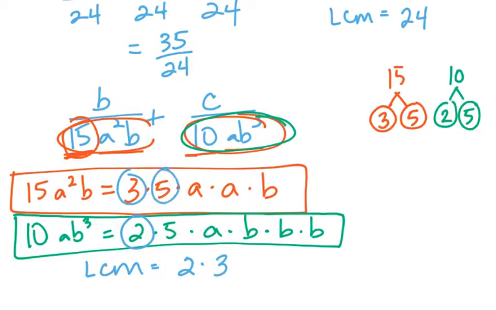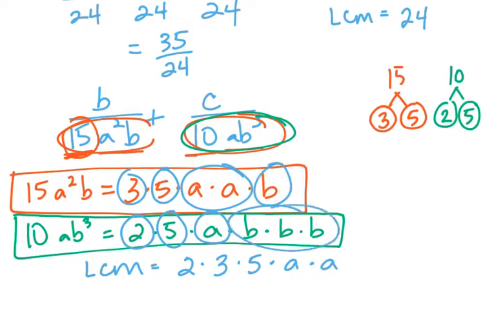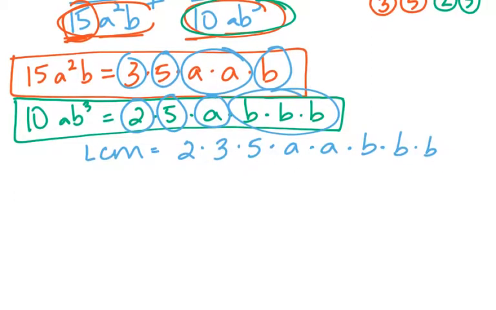And these both have a 5, and the 5 is only used once in each one. So I only need to include it once here. Then for my A's, there's an A here and 2 up here. So since it's used the most times in the top one, I'm going to make sure to include 2 A's. And then for my B's, I have 1 and 3. So again, the greatest number would be 3. So I will transfer all 3 B's here.